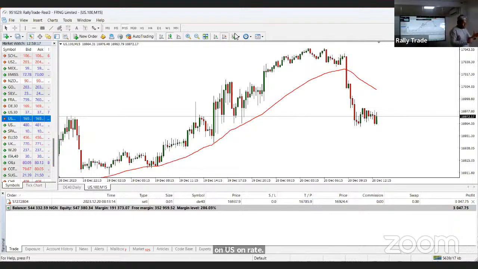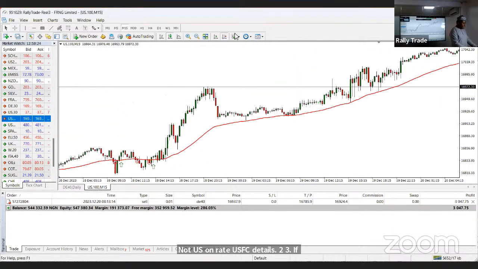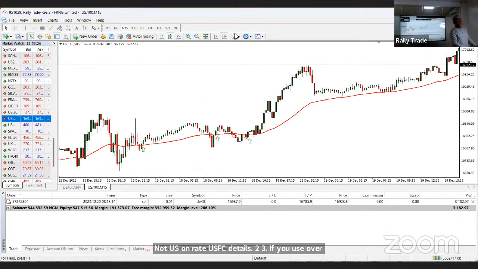Not US 100, US 30, D30. Those three. If you use it on 15 minutes, you can make a lot of money. This is the strategy. For example, now, if you are buying only, you see opportunities here. Buy. I see. Buy.